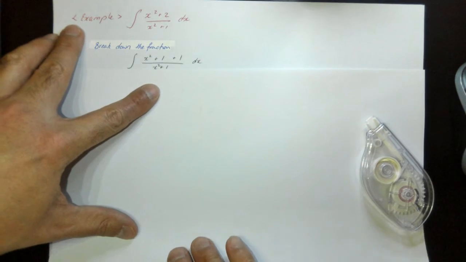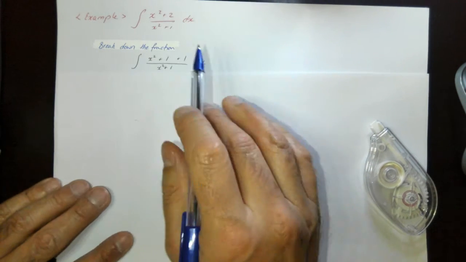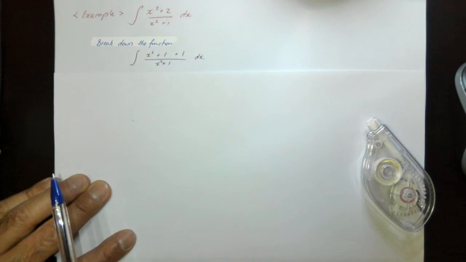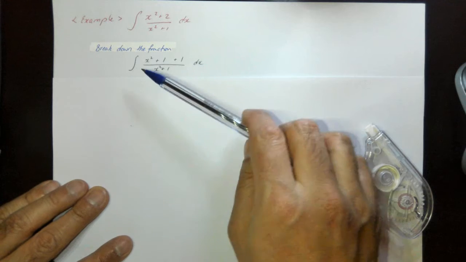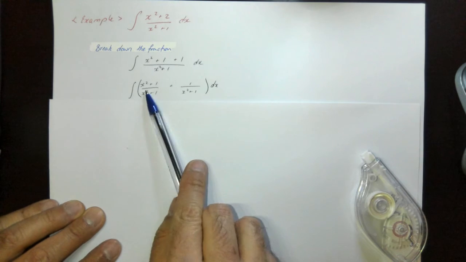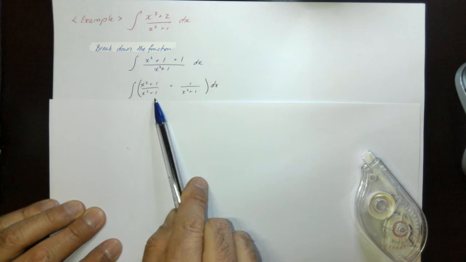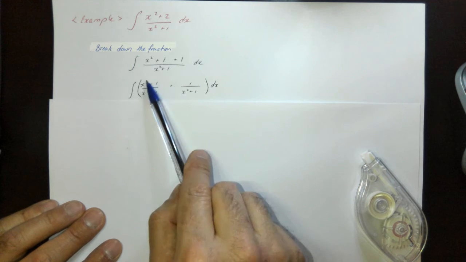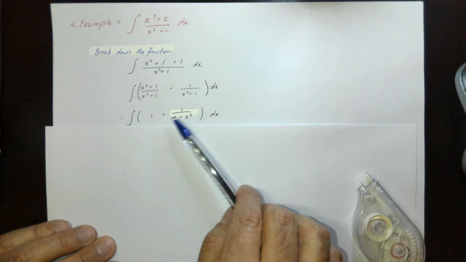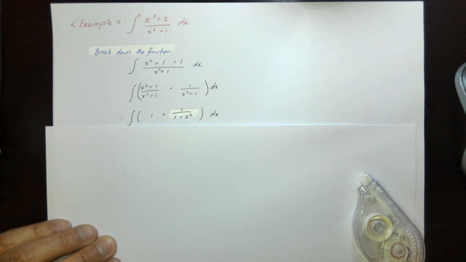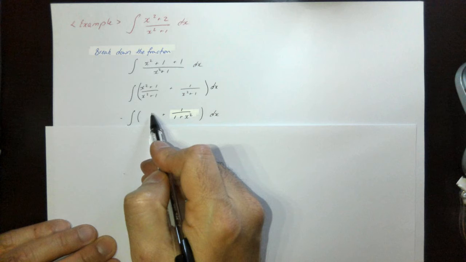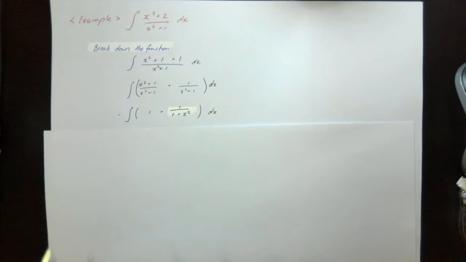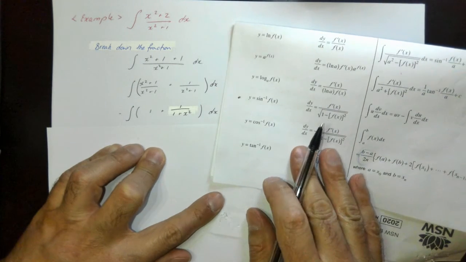So I can write this plus 2 as x squared plus 1 plus 1. And what I can do then is separate this so that I have the integral of x squared plus 1 over x squared plus 1, plus 1 over x squared plus 1. Well, this just becomes 1 plus 1 over 1 plus x squared. So the integral of 1 is just x. Now the integral of this is using our standard integrals, right?